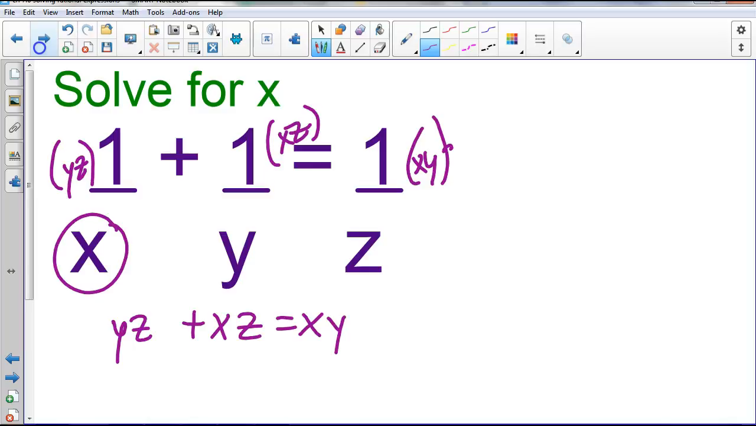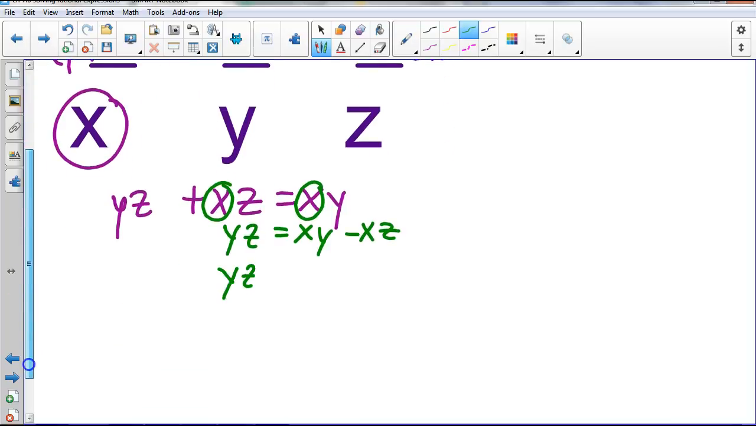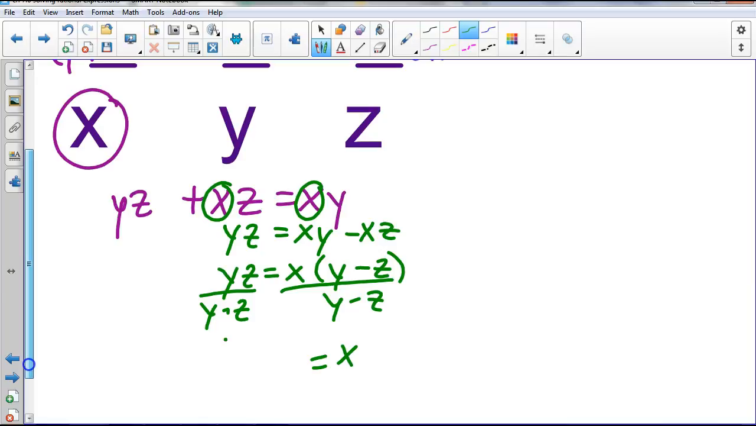We're solving for X. That means you guys have to pay attention to where X is written in your equation. They have to be on the same side of the equal sign, so we have to subtract the XZ from both sides. So you have YZ is equal to XY minus XZ. If we factor out the X, you're left with Y minus Z. And then finally, we can divide by the Y minus Z on both sides. So you're left with X equals YZ divided by Y minus Z as our final answer.